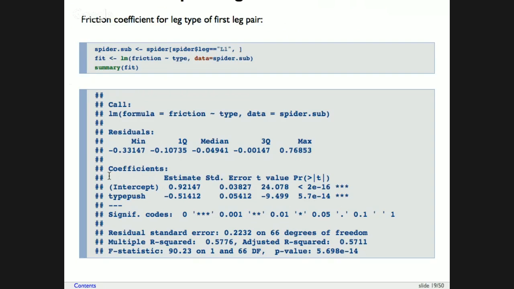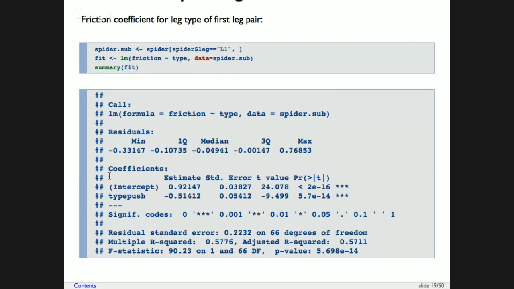So 0.92 equals minus 0.51 plus the error. Not quite. So 0.92 is the beta 0, the B0. That's right. And so it's y equal to 0.92 minus 0.51 x. And what is x?